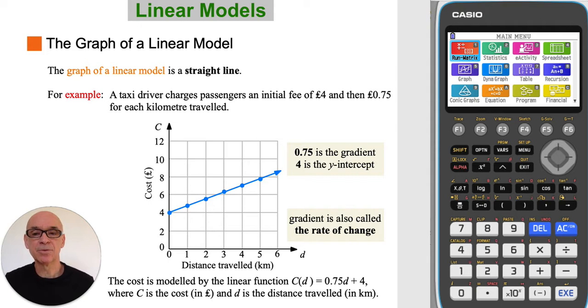In the example, a taxi driver charges passengers an initial fee of £4 and then £0.75 for each kilometre travelled. So the cost can be modelled by the linear function shown, where 0.75 is the gradient and 4 is the y-intercept. Note also that the gradient is called the rate of change.